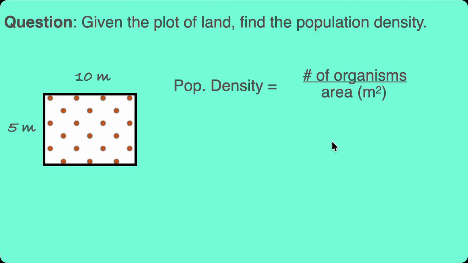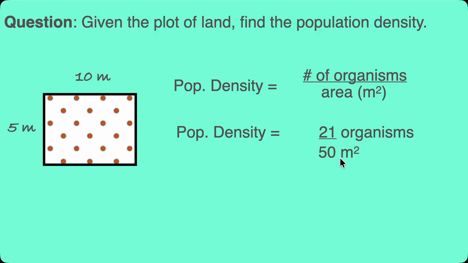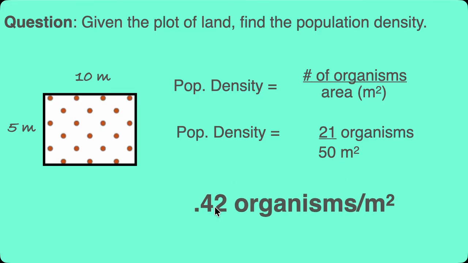All right, let's do that. How many organisms do we have? 21. What's our area? What is 5 times 10? It's 50. So in this case, we divide 21 divided by 50, which gives 0.42 organisms per square meter. And it's fine to get decimal numbers. It's totally acceptable.